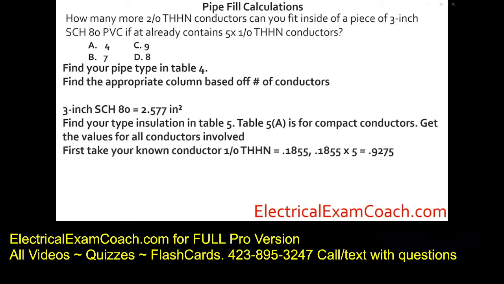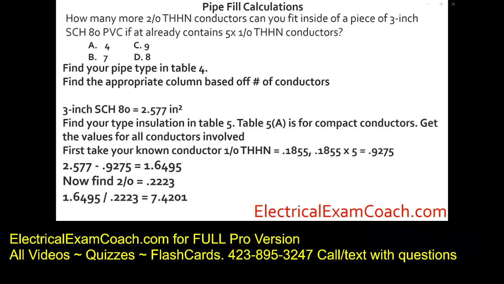First, we're going to take our known conductor, 1-aught, and we're going to multiply it by 5, and that's what we're already filling of this pipe. Then we're going to take and minus our total fill, minus what we already have, and that gives us our remaining left to fill. Then we take our 2-aught conductor and we divide out our remaining left to fill by the conductor that we're wanting to install, and we're going to find that we can fit 7.4. Again, we're going to round down because it's less than 0.8, and we're going to select B.